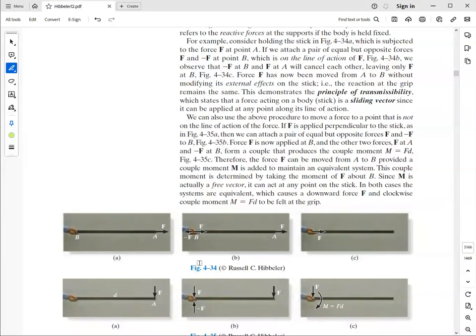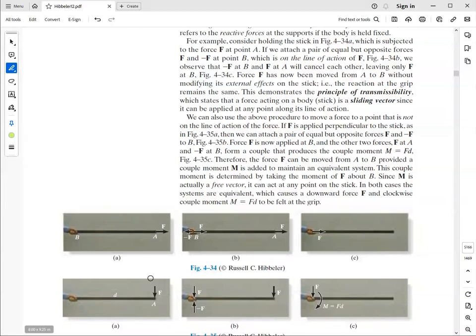Now, everybody realizes that if I move the force from the end of this stick close to the hand, the hand will sense the same load, but the stick that is to the right of the force will not be loaded as it is here originally. All right, so again, I'm talking about the effect upon the environment, essentially the support here, the hand.